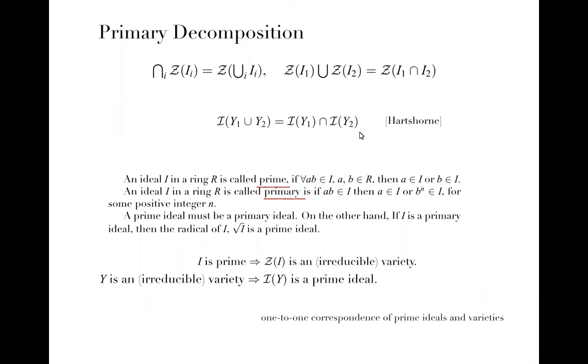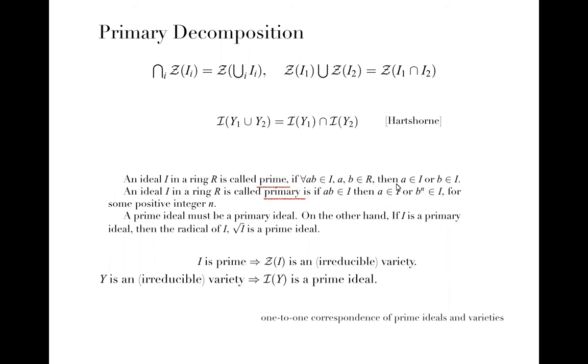There are some very basic things from commutative algebra. First is the prime ideal. An ideal in a ring R is a prime ideal if A times B is in this ideal, then that means either A is in this ideal or B is in this ideal. This is just a generalization of the prime number. Just remember that in number theory, if you find that two numbers A times B is divisible by some prime number, then either A is divisible by this prime number, or B is divisible by this prime number.